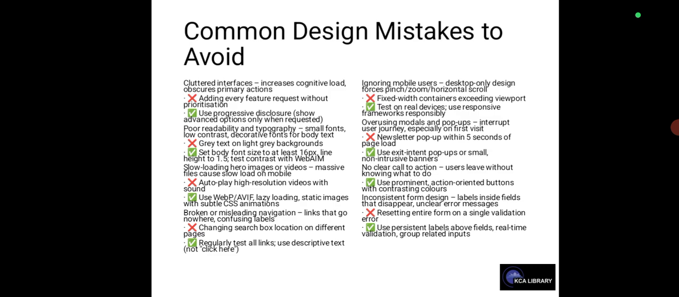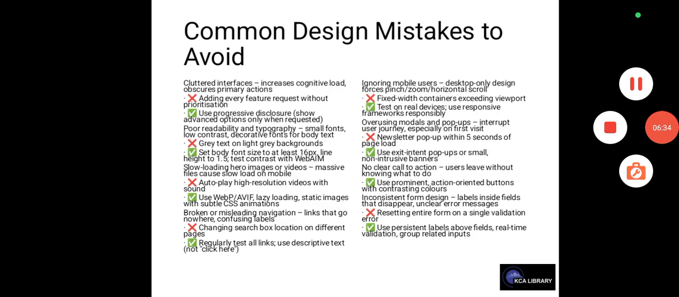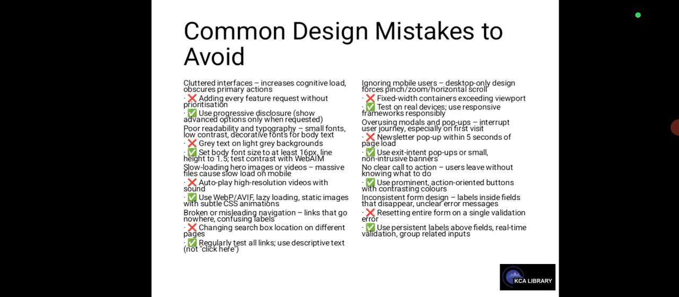Okay, so then avoid cluttered interface. Adding every feature request without prioritization is bad. That's one of the mistakes so many persons do. But use progressive disclosure. Okay, you can show advanced options only when requested. Then, poor readability and typography, you have to avoid it. Don't use small font, low contrast, decorative fonts for body text. Avoid them. Okay, then avoid gray text on light gray backgrounds.